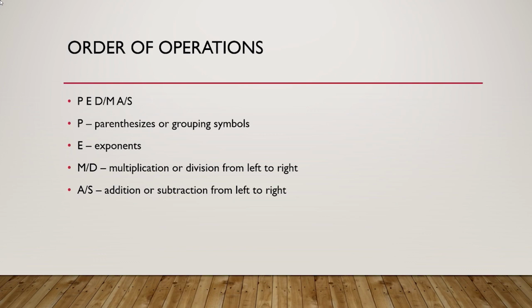So P stands for parentheses or grouping symbols. Grouping symbols could be like absolute value bars, square roots, so they don't necessarily have to be parentheses. Parentheses and grouping symbols are the same. Exponents, anything raised to a certain power, so you do all the parentheses first. Within the parentheses, the order of operations apply, and then you do all the exponents.